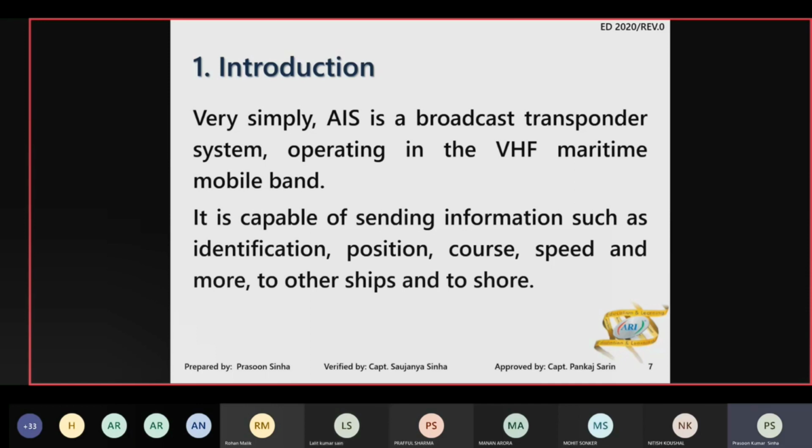AIS can also do that. AIS can receive information and in response to that it will also respond. It will transmit back the answer. So it is a broadcast system, transponder system, which is working on the VHF band. VHF maritime band. ITU के लिए VHF band is 30 megahertz to 300 megahertz. That is the ITU nomenclature के हिसाब से VHF is 30 megahertz to 300 megahertz.